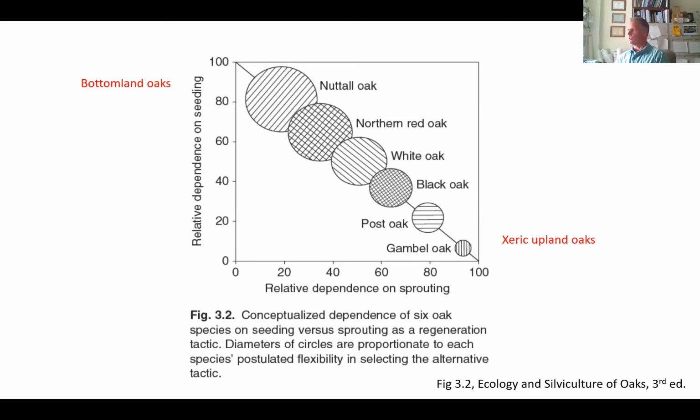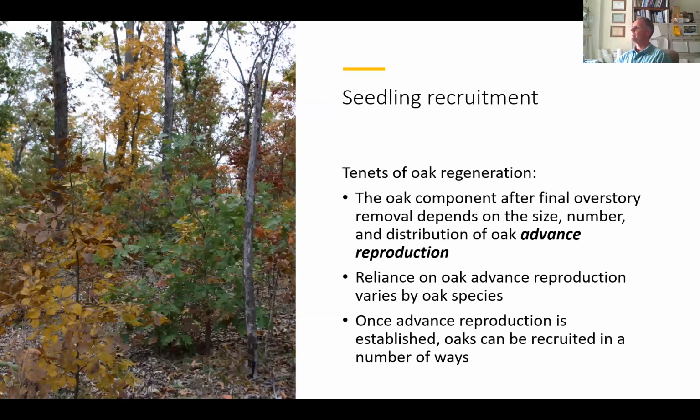But as a general rule, the more advanced reproduction that we have, the larger it is, the easier it is for us to regenerate oaks. So the final tenet of oak regeneration is once advanced reproduction is established, oaks can be recruited in a number of different ways.